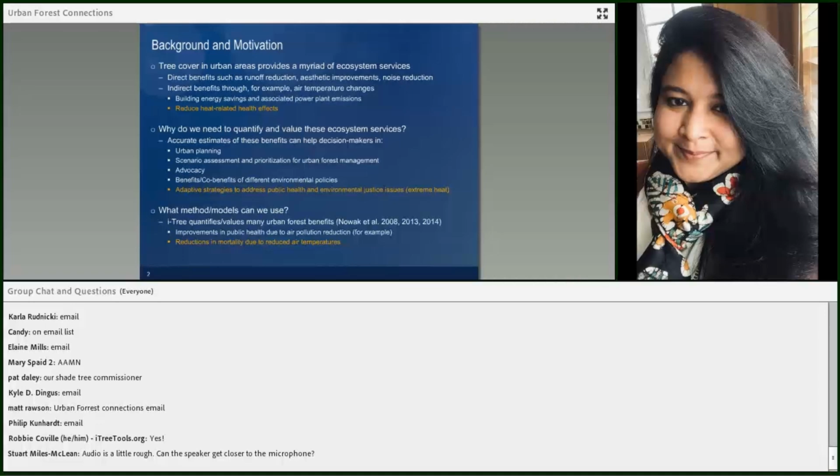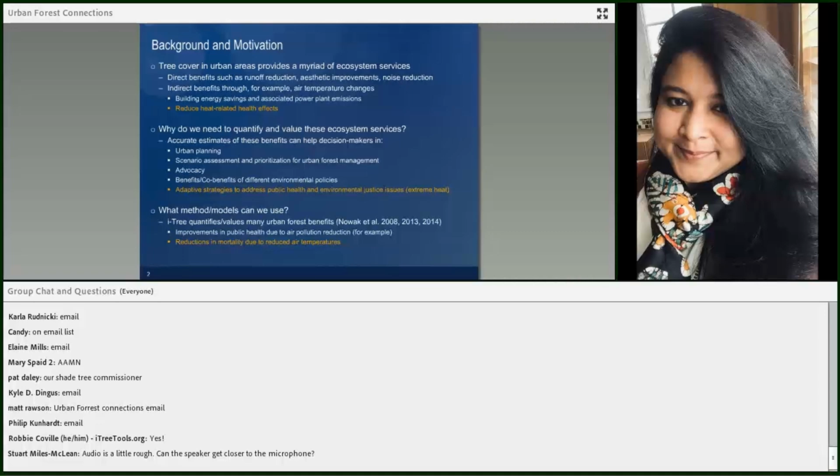So the background and motivation for this work is really to look at a specific type of ecosystem service. Tree cover in urban areas, as we all know, provides a large number of ecosystem services: runoff reduction, aesthetic improvements, noise reduction. These are just a few examples. There are other benefits of urban tree cover, and the focus of this project is primarily air temperature changes. Previous work has been done on building energy savings and associated power plant emissions, for example. Our focus is to really look at reduced heat-related health effects.